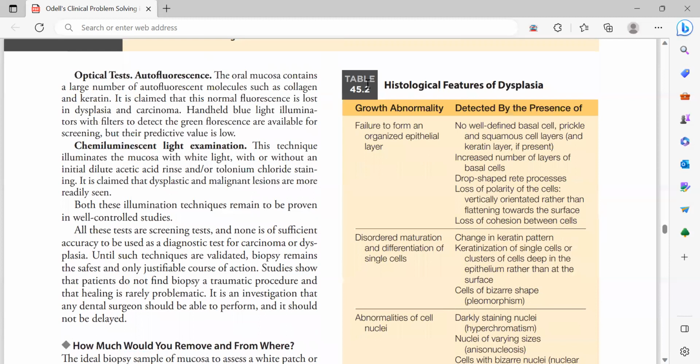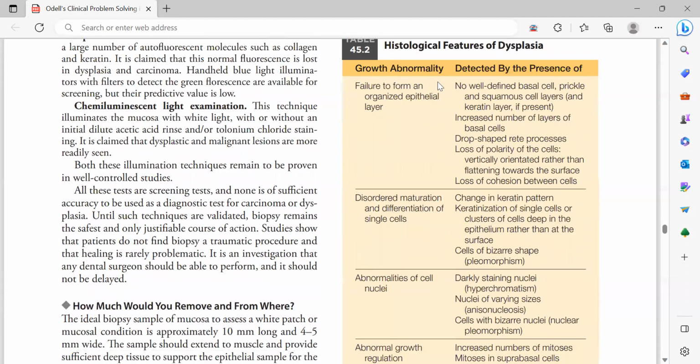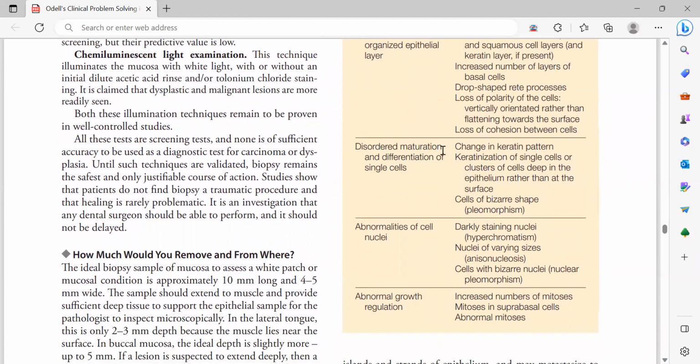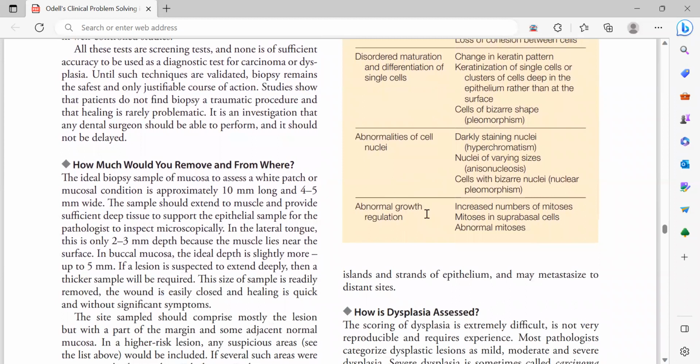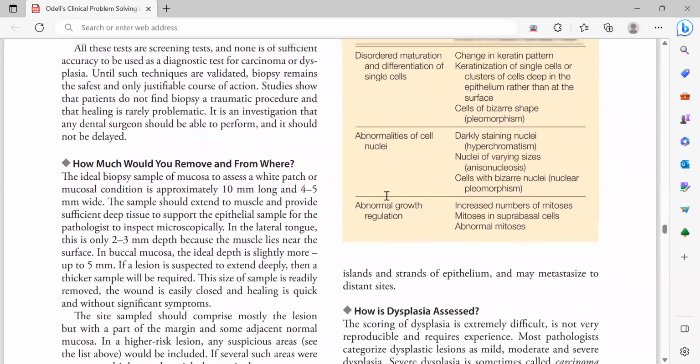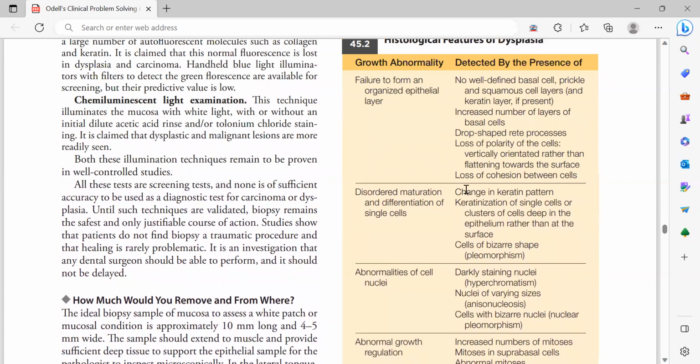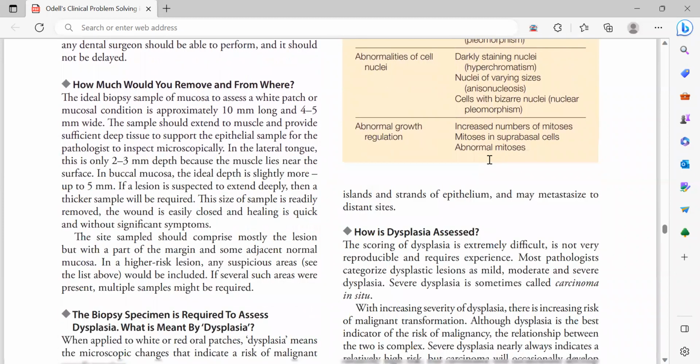45.2. So these are the abnormal features of dysplasia, which is failure to form an organized epithelial layer. These are some histological signs that are happening inside the cells, but the main point is that the epithelial layer would not be organized. There would be disordered maturation and differentiation of single cells, abnormalities of cell nuclei, and abnormal growth regulation. So these are the signs that we see as dysplasia in the slides of the biopsy.